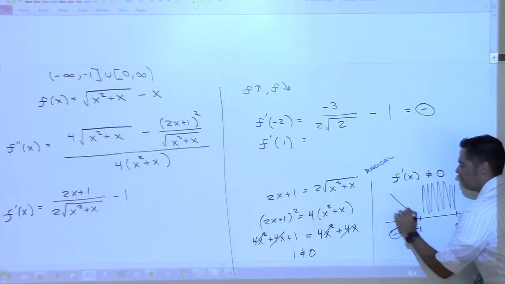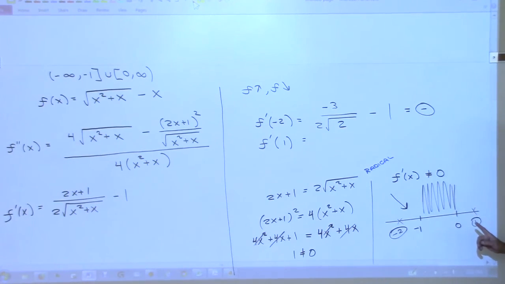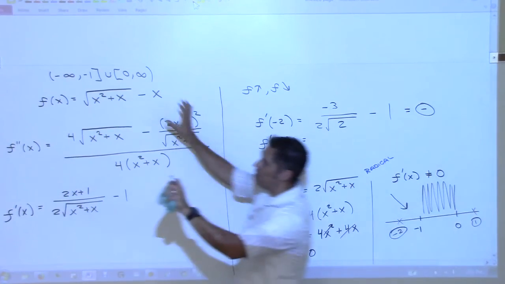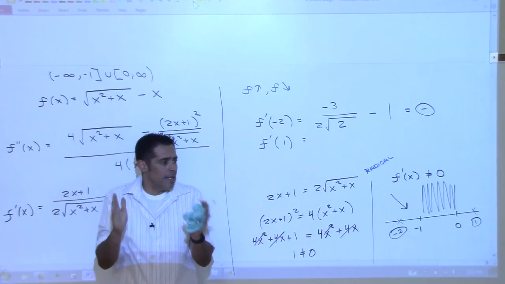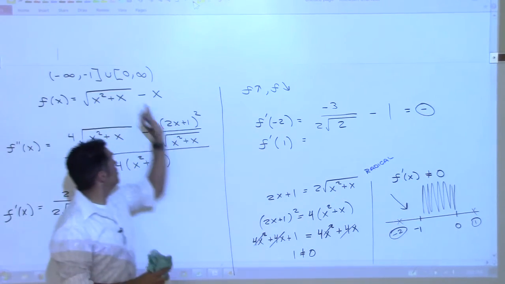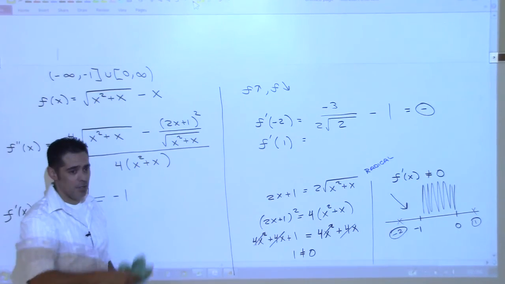It's going down. Now, if our domain was not split into 2 intervals, we would be done. You'd only have to test 1 point. But because there are 2 separate regions of domain, we have to go check the other one because it could be doing something different.